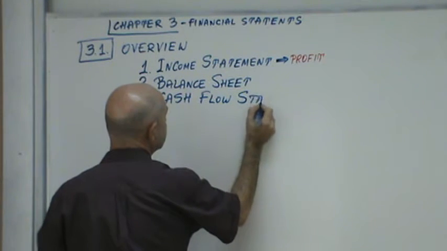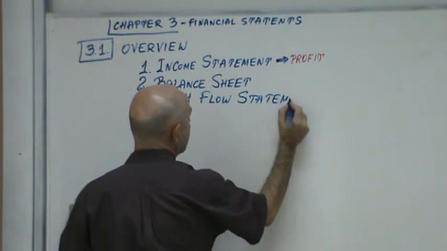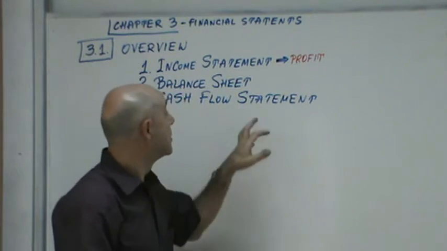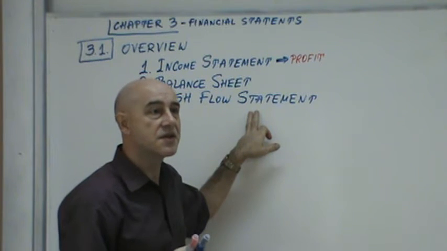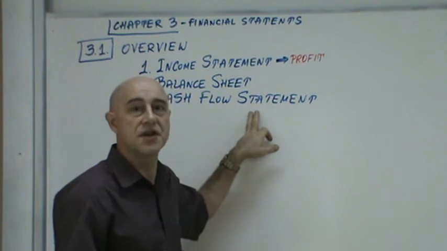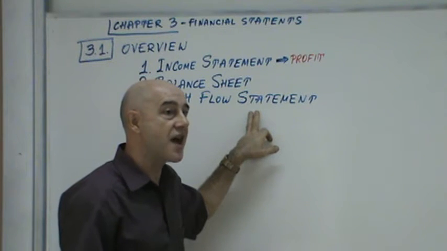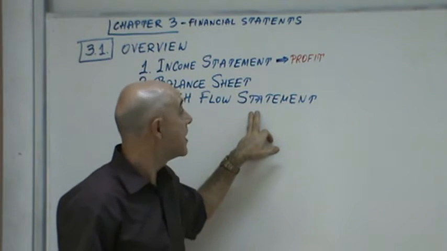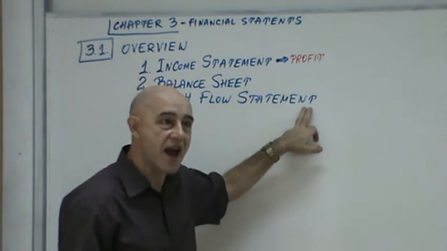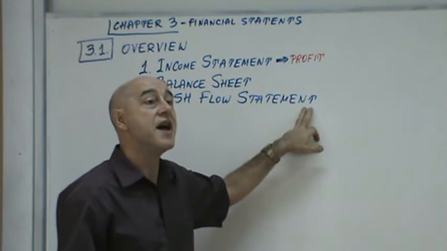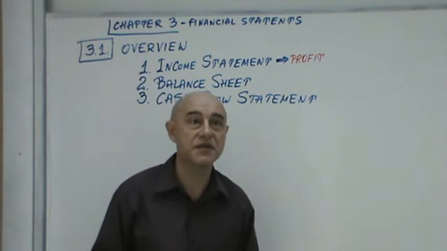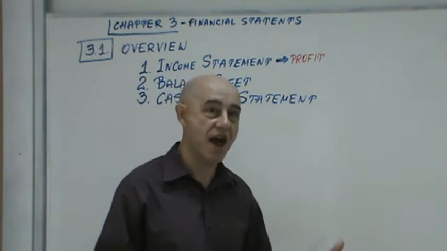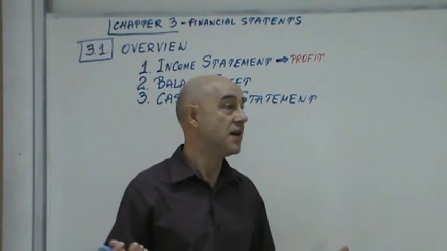Number 3, remarkably important, is the cash flow statement. It tells you all the sources and uses of cash flow. The sources of cash flow we call cash inflow, and the uses of cash is called cash outflow. And at the end of the day, at the end of the period, what matters to a business is how much cash they generated. Alright?